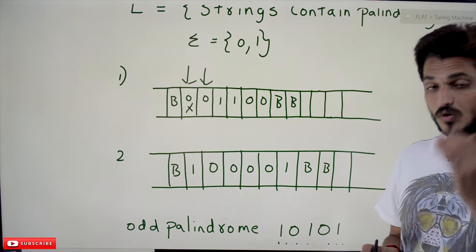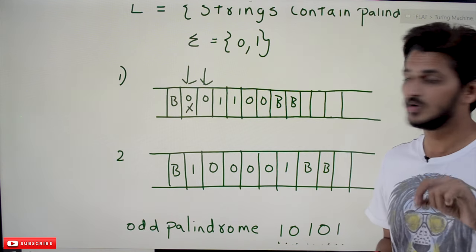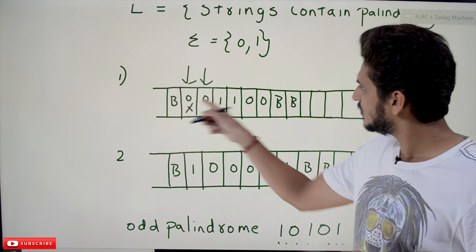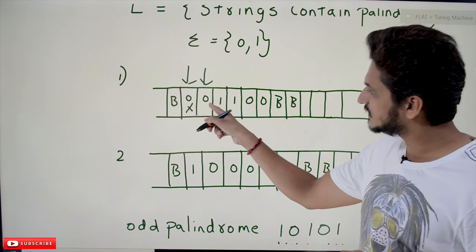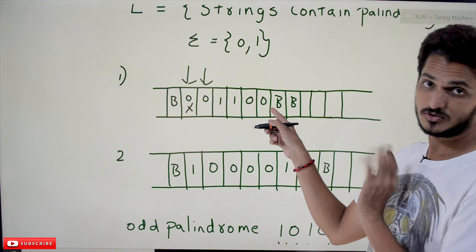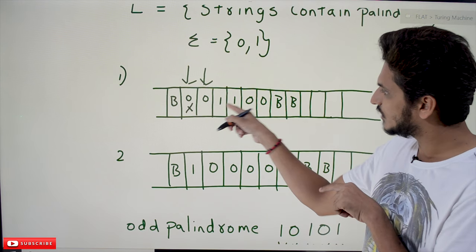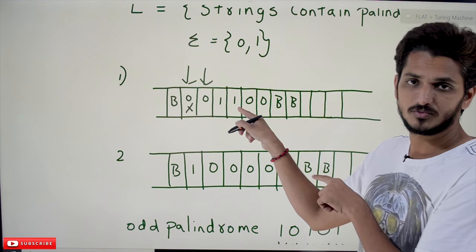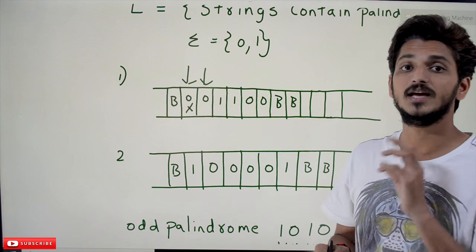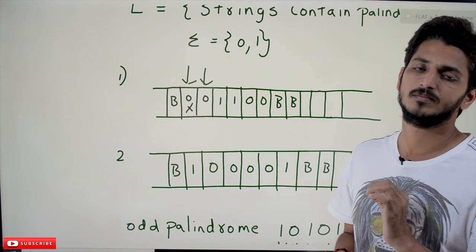Now, what's the logic for a palindrome? That is what you have to understand. If the first one is 0, the last one should be 0. If the second one is 0, the second from last should be 0. If the third one is 1, the third from last should be 1. Then we can say it is a palindrome.